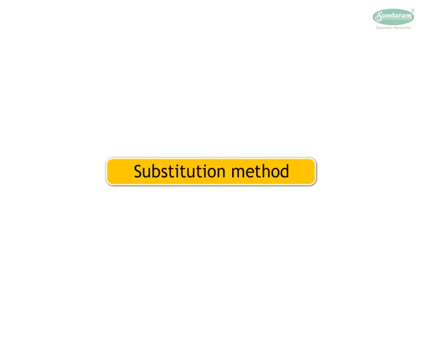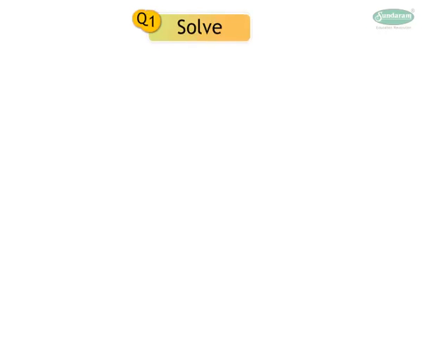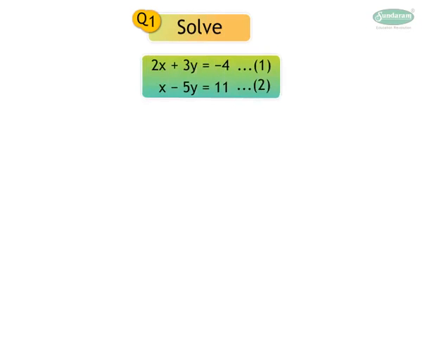Now we learn another method called the substitution method by solving exercise 4.2. Question 1. Solve. Equation 1: 2x + 3y = -4. Equation 2: x - 5y = 11.